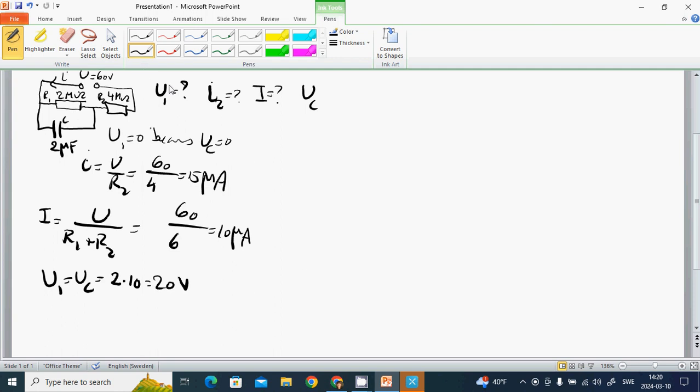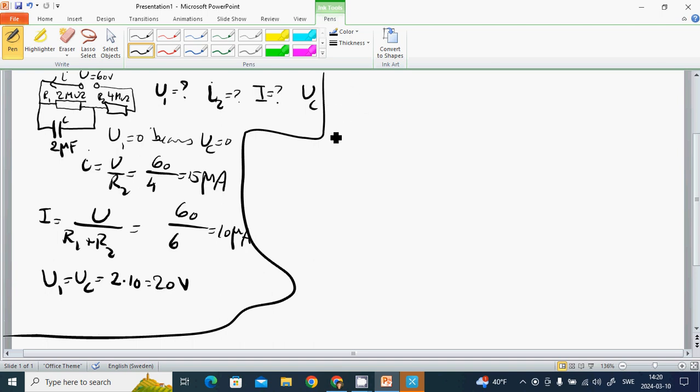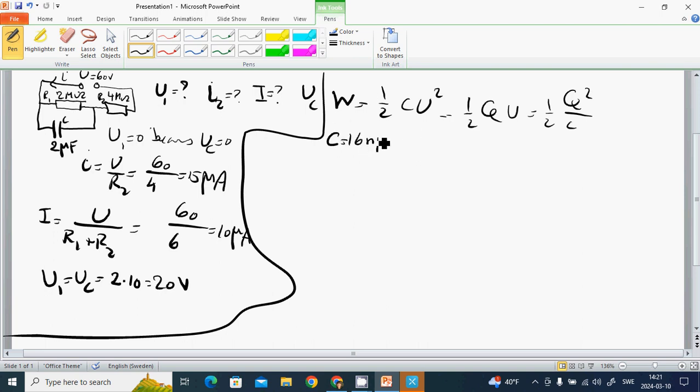Now the capacitance energy. The capacitance energy is W equals 1/2 C U squared, equals 1/2 Q U, equals 1/2 Q squared divided by C. If C equals 16 nanofarad and U is 3.5 kilovolt, then W equals 8 multiplied by 3.5 squared multiplied by 10 to the minus 3.